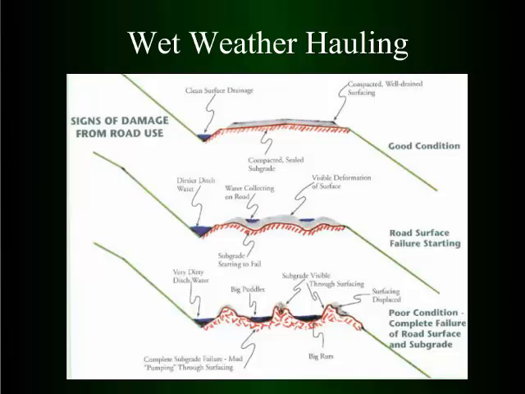This will be the crown road, allowing for good drainage. The first initial step you'll see is on a rock road. You're getting the ruts forming, you're getting a little bit of subgrade deflection, and then you're toast when you get to that point.